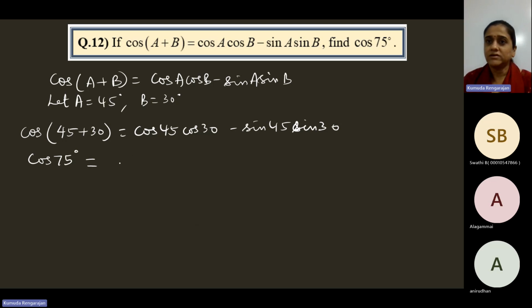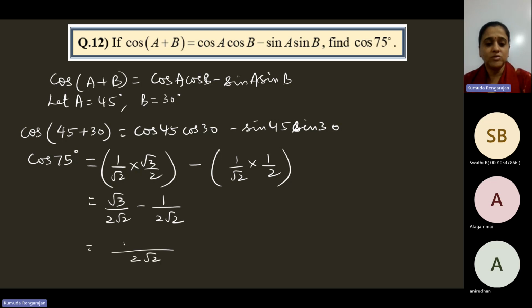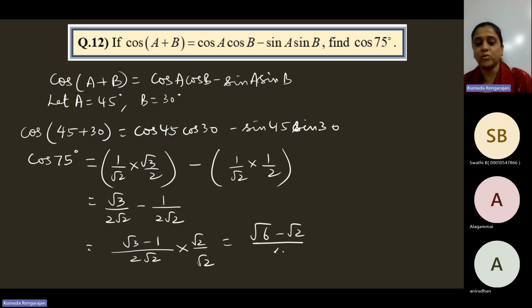What is cos 45? 1 by root 2 into cos 30, root 3 by 2, minus sin 45, 1 by root 2 into sin 30, 1 by 2. So this is root 3 by 2 root 2 minus 1 by 2 root 2. The common denominator is 2 root 2. So root 3 minus 1 by 2 root 2. Now rationalize the denominator, into root 2 by root 2. So it will be root 6 minus root 2 by 4. So the value of cos 75 degrees is equal to root 6 minus root 2 by 4.